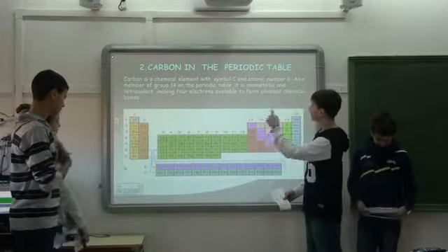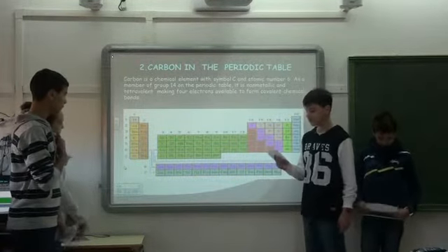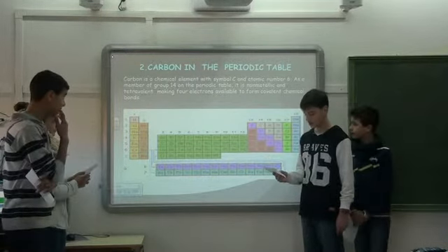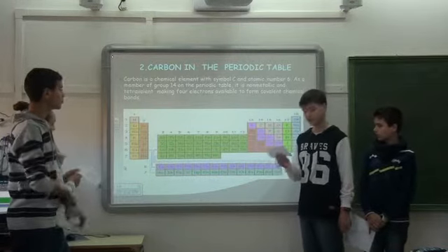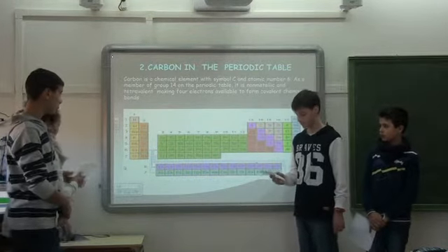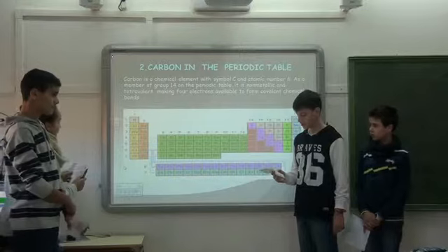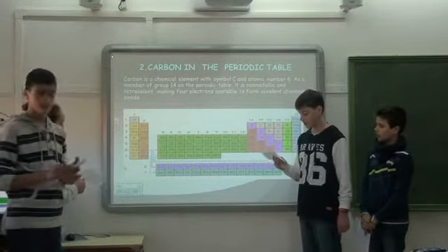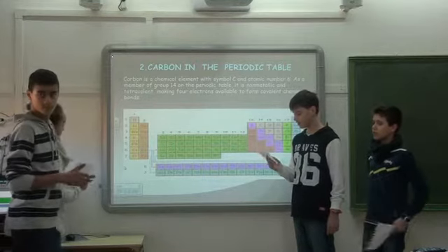Carbon in the periodic table. Carbon is a chemical element with symbol C and atomic number 6, a member of group 14 on the periodic table. It is a non-metallic element, making four electrons available to form covalent chemical bonds.